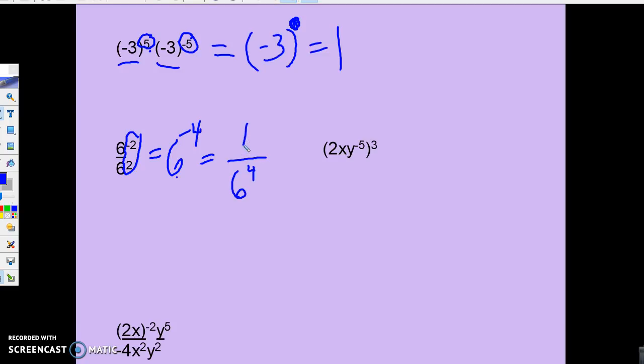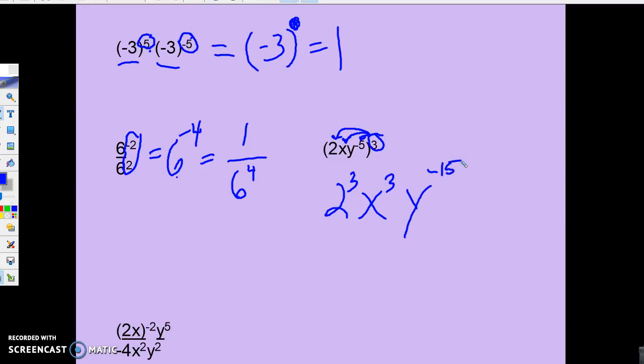My next example here, we have a 3 outside of the parentheses, which has to be distributed to everything inside the parentheses. So the 2 becomes 2 to the third, the x becomes x to the third, and the y becomes y to the negative 15th because it's a power to a power, so we multiply.